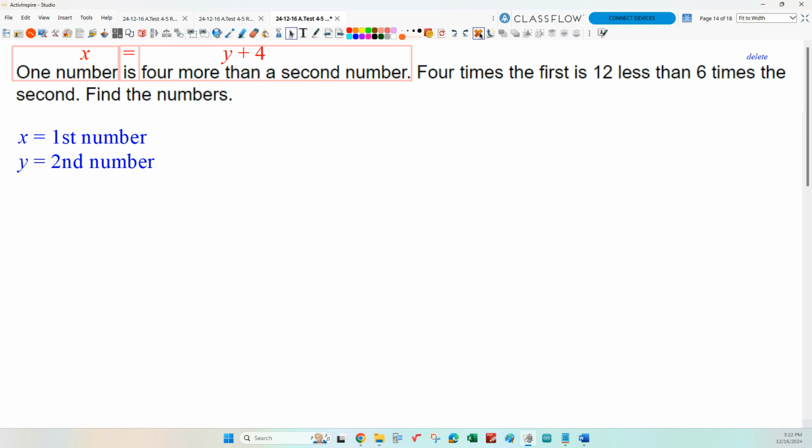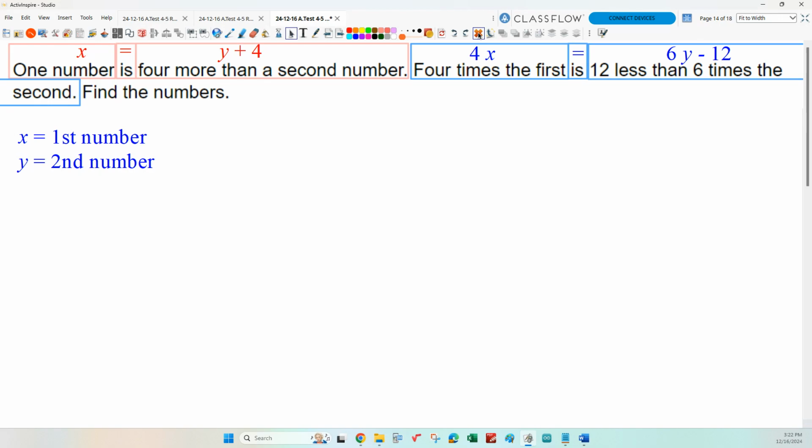What about the second sentence? 4 times the first, what is that? 4x. So 4x equals 12 less than 6 times the second. What's 6 times the second? 6y minus 12. There you go, 6y minus 12. We get that from the second sentence, agreed? Once you set up the system in this test, you don't have to solve it.